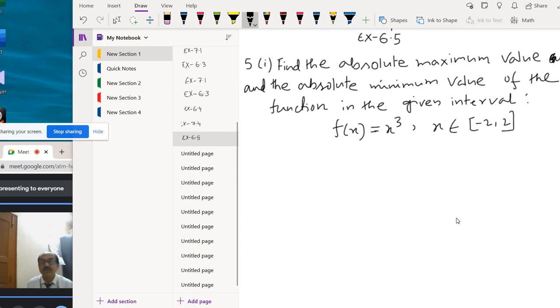Good afternoon. Chapter: Application of Derivatives. Topic: Maxima, Minima. Exercise 6.5, question number 5.